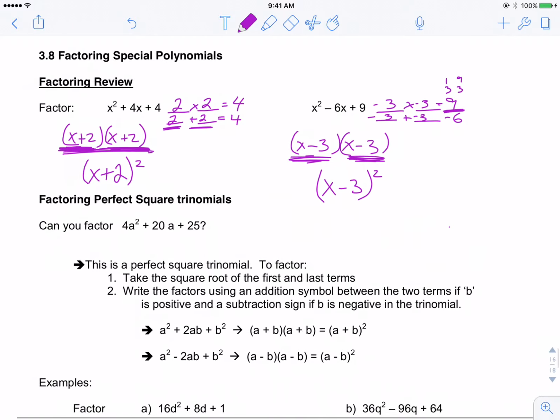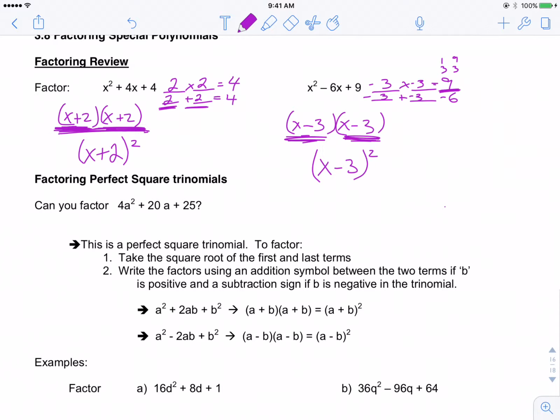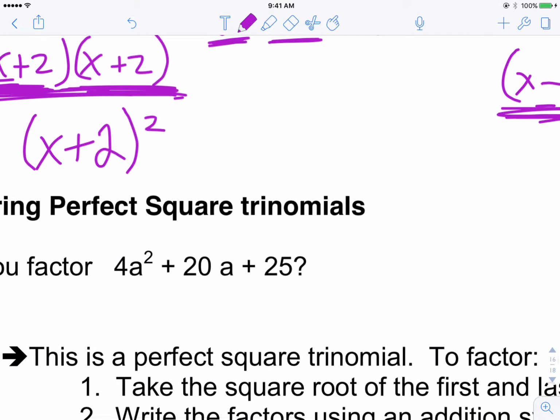And then we look at this next example. Can you factor 4a squared plus 20a plus 25? Well, we could go through those steps and try and figure out two numbers that multiply together to give us a times c, which is 100, and add together to give us 20. And we could go through those steps and figure out what the factors are and do exactly what we've done in the past.